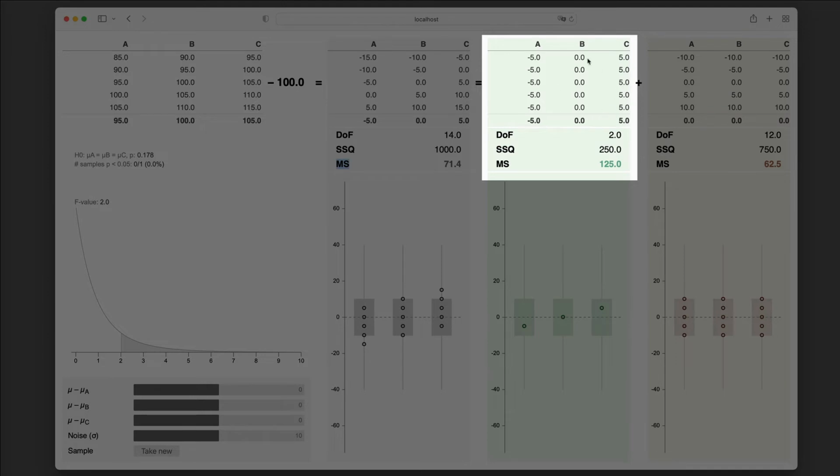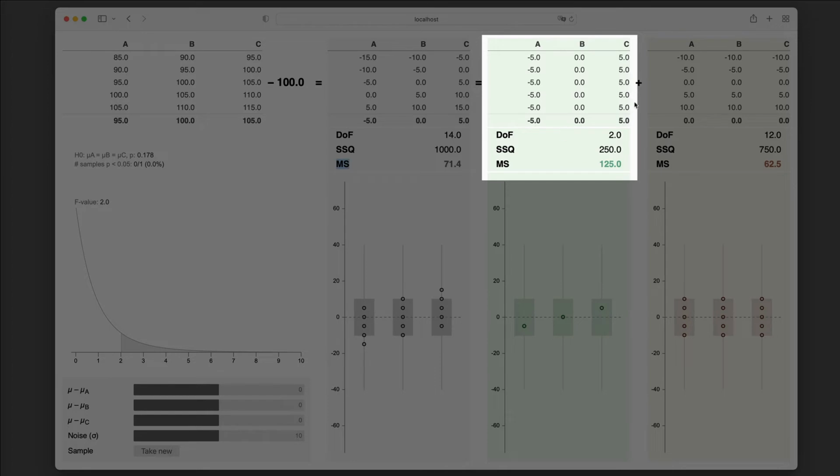We have only 2 independent values, and it means that we have 2 degrees of freedom, right? Sum of squared values. In this case, it's easy. All these values squared will be zeros. Then we have 25, 6 times, it's 125. And then also minus 5 squared is also 25, 6 times, it's another 125. So we have 250 in total.